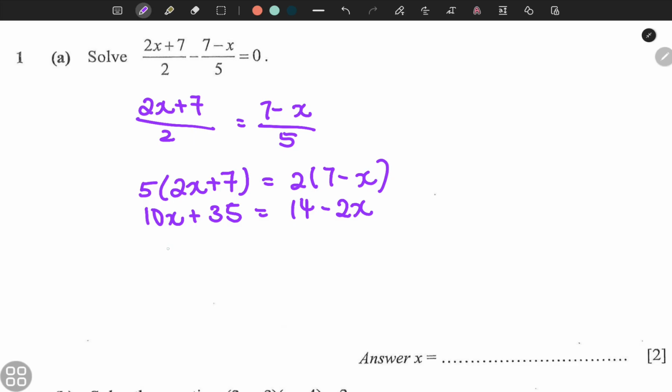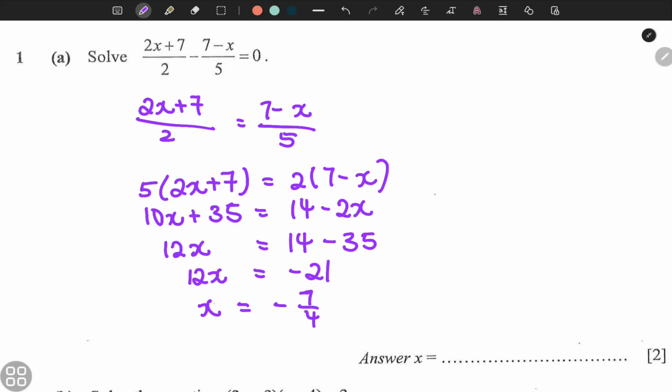Add 2x on both the left hand side and the right hand side to get 12x, and subtract 35 from both the left hand side and the right hand side. That would then give me 12x equal to negative 21. Next, divide both sides by 12, and that would give me x equal to negative 7 over 4. Or you can also rewrite this as negative 1 and 3 over 4. Or negative 1.75 is correct as well.